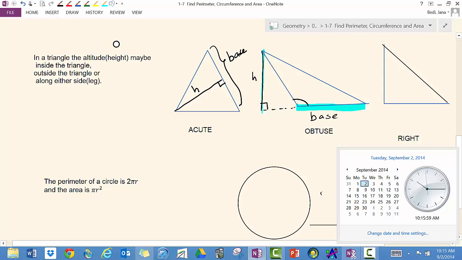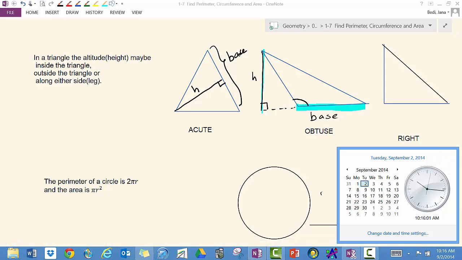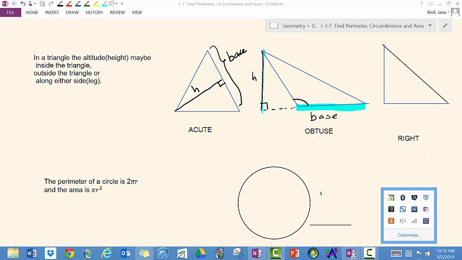Now if I could just get rid of this clock, that would be very nice. So let's try it here. And again. All right.